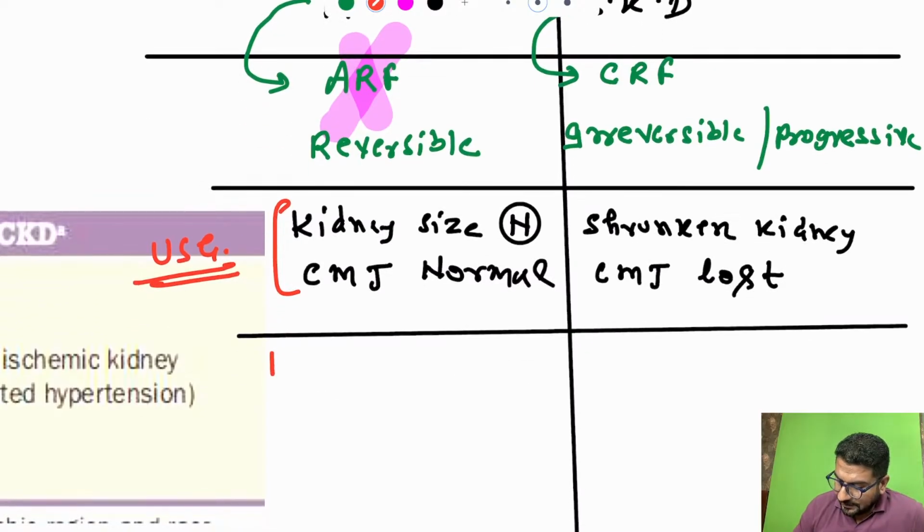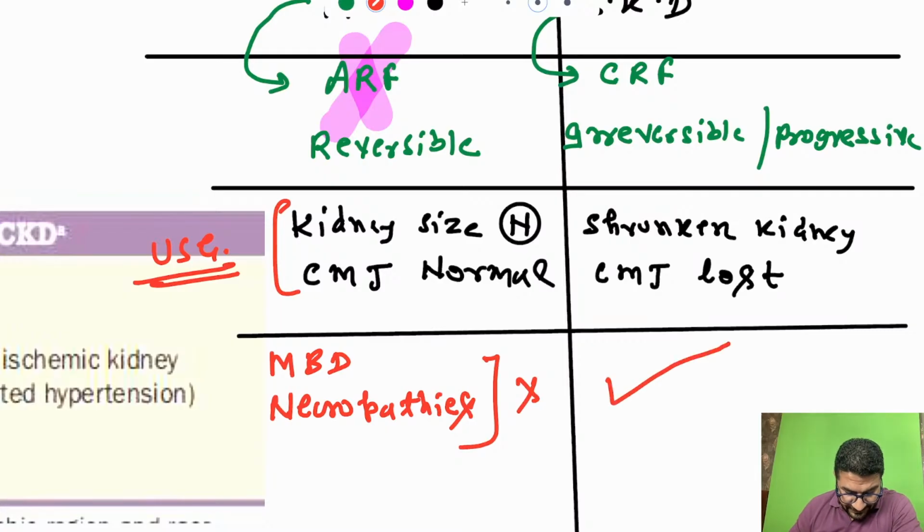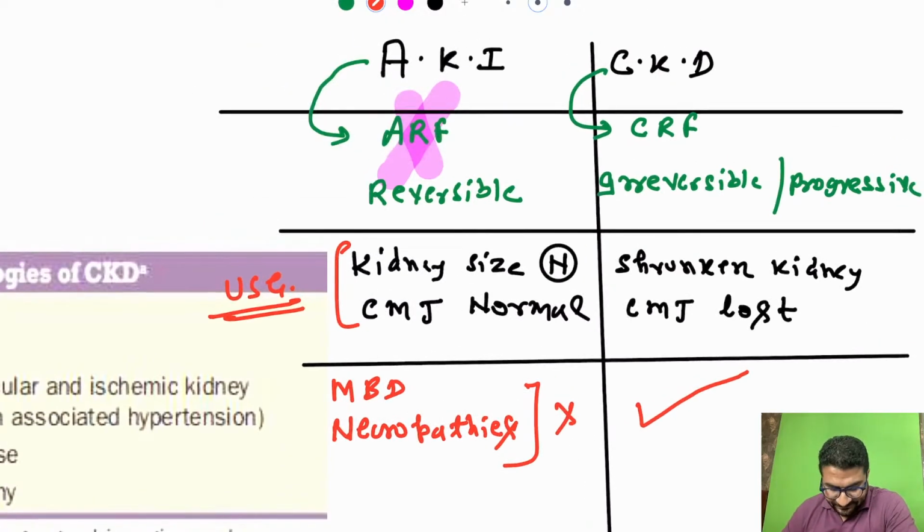Which symptoms? Bone problem, bone fracture, dislocation, low bone density, low bone mineralization, osteitis fibrosa cystica, then secondary hyperparathyroidism. This is called mineral bone disease, MBD, and neuropathies. So bone problems and neuro problems, meaning neuropathies, are absent in AKI and present in CKD. Vomiting and fever will be in both. CKD will also have opportunistic infection, so we cannot differentiate by those. Remember, these are the differences between AKI and CKD.